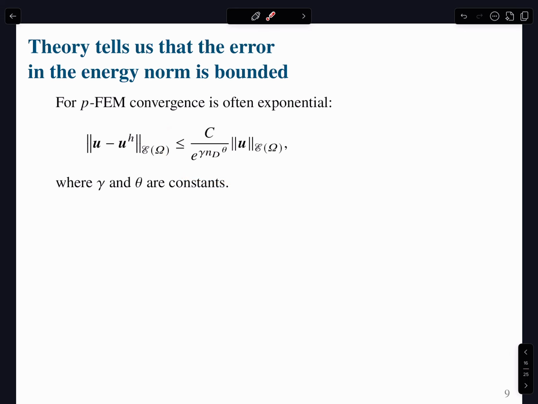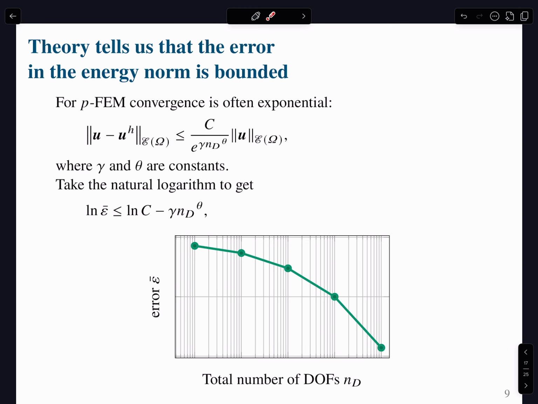So now we have another upper bound, where here you have a constant c, and you have e to the power of gamma nd to the theta, right? And theta is a constant. Gamma is also a constant, right? So again, if I take this here, then I have the relative error in the energy norm. And then when I take the log of that expression, I get something that changes the rate as we increase the number of degrees of freedom.